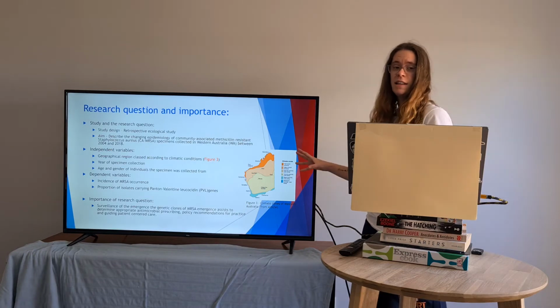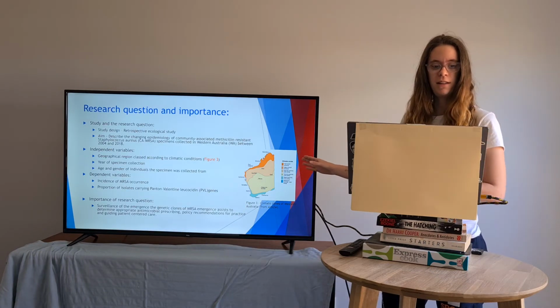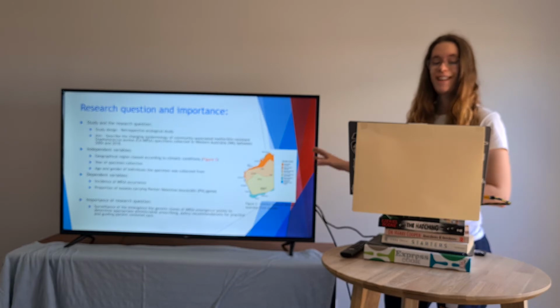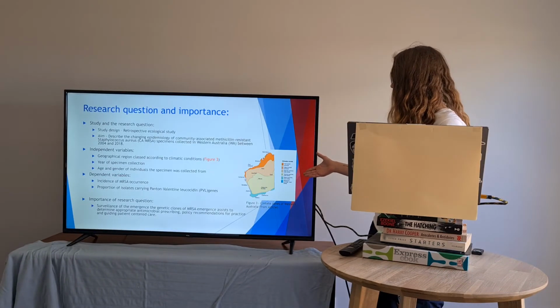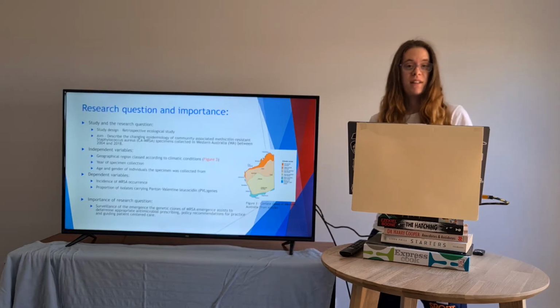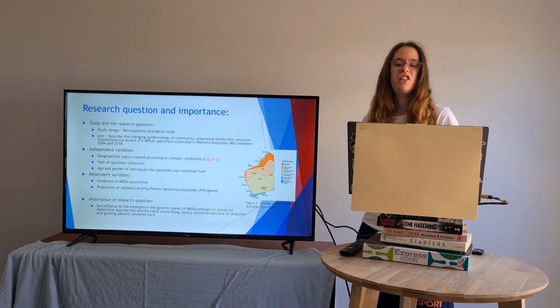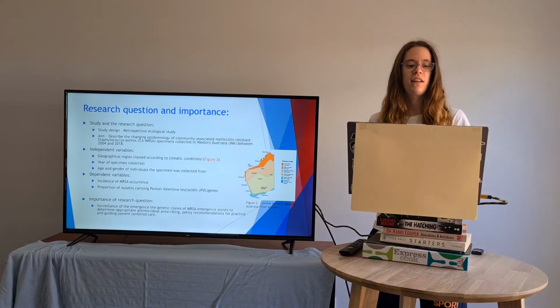In the study, the independent variables that were considered are that of geographic region classed according to climatic zones, as we can see here in figure 3, the year of specimen collection, and the age and gender of individuals that the specimen was collected from.